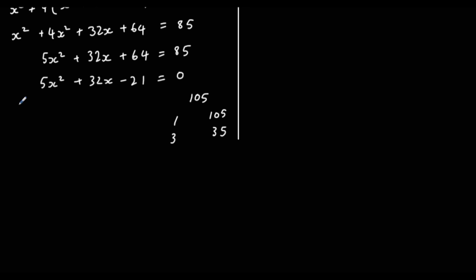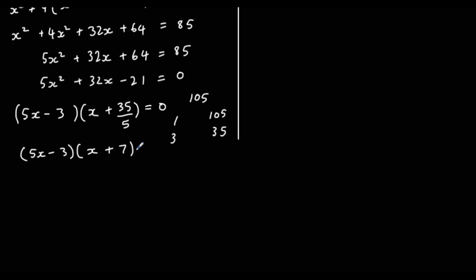So we can have 5x in one bracket, x in the other bracket. 5x times x makes 5x squared. And we're going to use 3 and 35. But because we multiplied by 5, let's divide 1 by 5. And we're going to have a negative 3 and a plus 35, which means we've got 5x minus 3 and x plus 7. So that means x can be, to make the first bracket 0, 3/5. And to make the second bracket 0, that's negative 7.